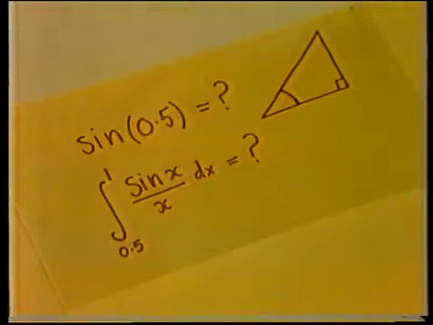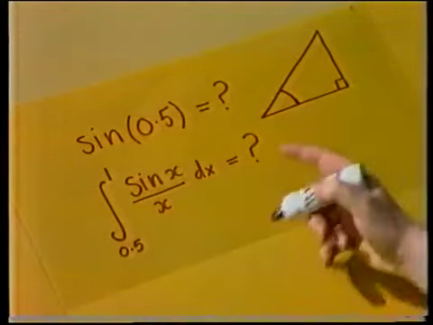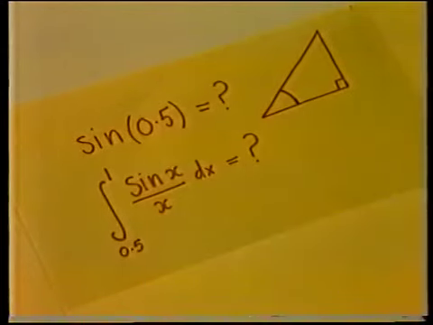Sure you remember that we asked you to look at some problems before this program, and here they are. What's the value of sine 0.5, and what's the value of that integral? And I've drawn the triangle here because a way of doing the first one might be to draw an accurate triangle, measure the sides, and so end up with the sine of 0.5. This angle is 0.5 radians.